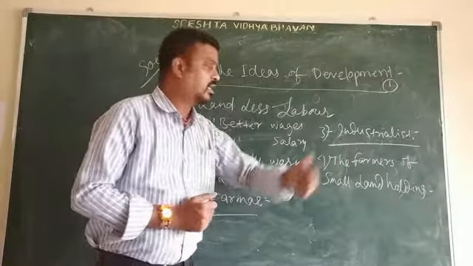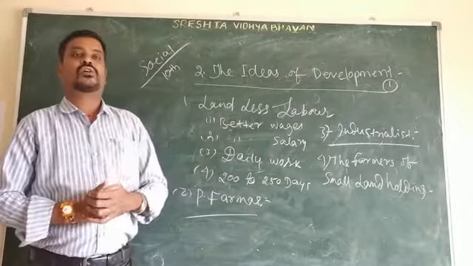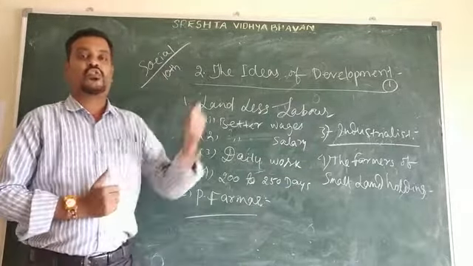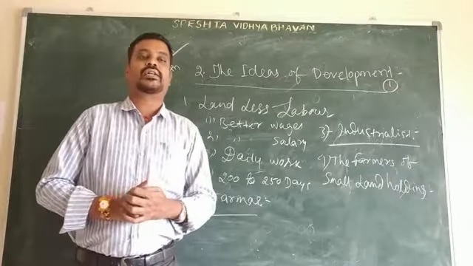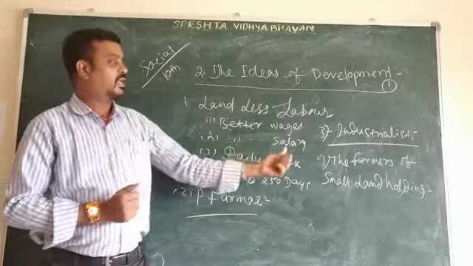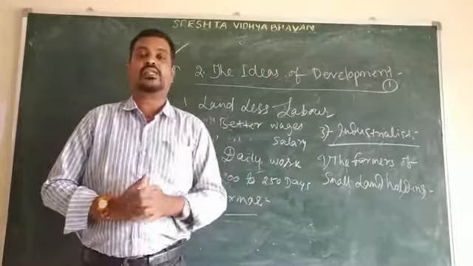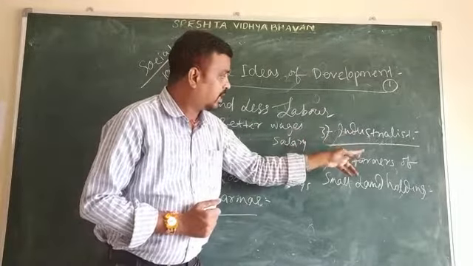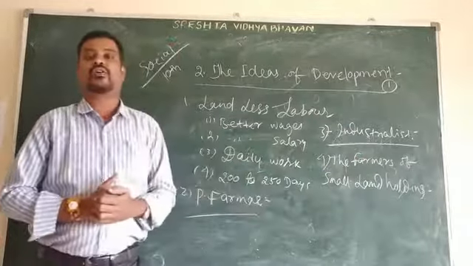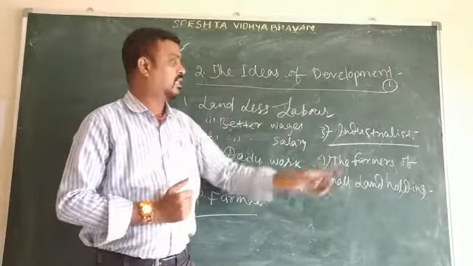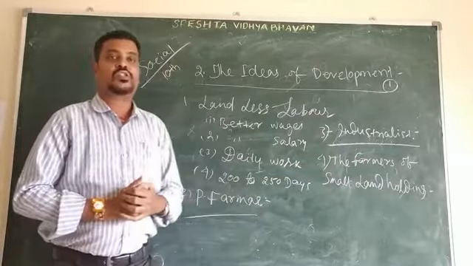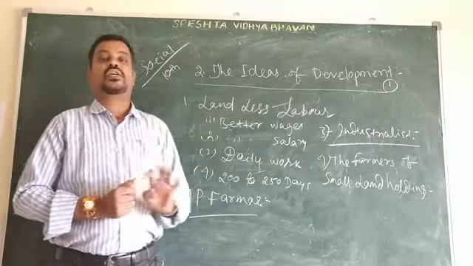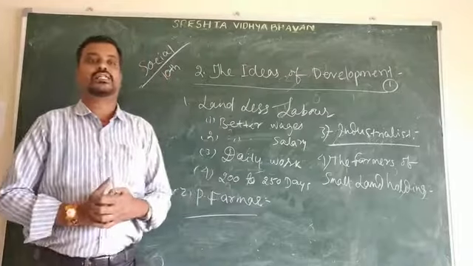The next one is the industrialist. They expect large dams so that electricity may be generated. Why? Because to run the industries, they must have power. Without power the industry cannot be run. That's why they expect large dams so that electricity may be generated.